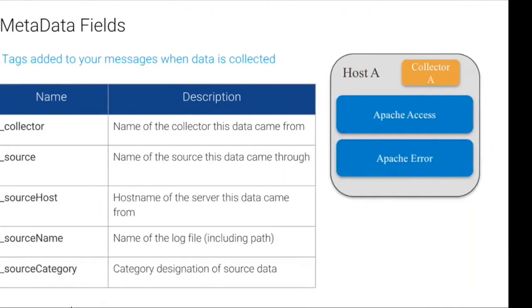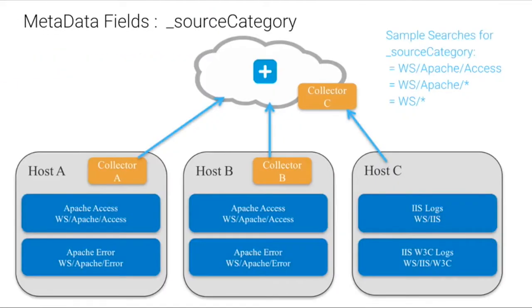By creating good source category names, you can access logs across the entire stack, or a given host, or from a given character.